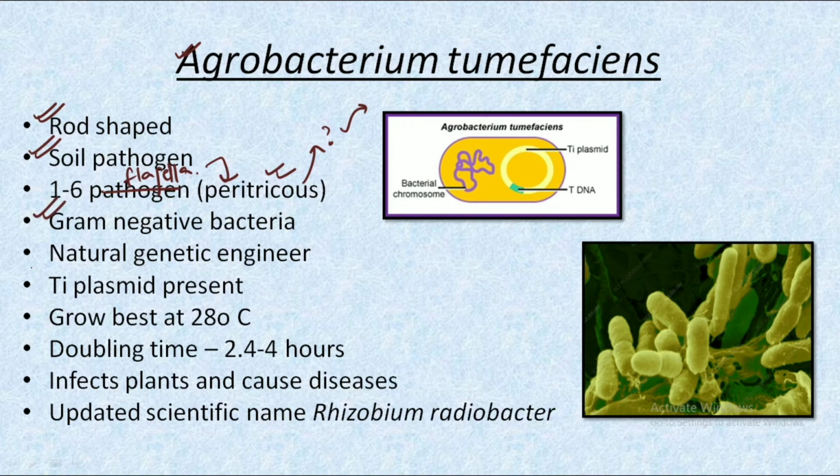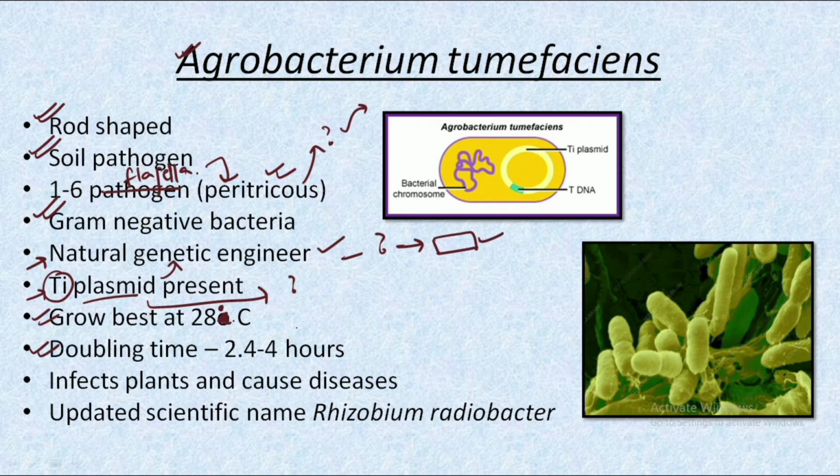It is also given the name of natural genetic engineer. Why? We will understand that in this video. The next important point is the presence of the Ti plasmid. Because the Ti plasmid is present in Agrobacterium tumefaciens, it is given the name of natural genetic engineer. What is the Ti plasmid? We will understand that in a bit. It grows best at 28 degrees Celsius, and the doubling time of the bacteria is about 2.4 to 4 hours.